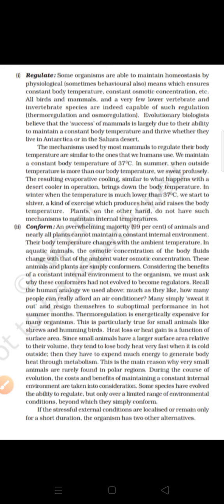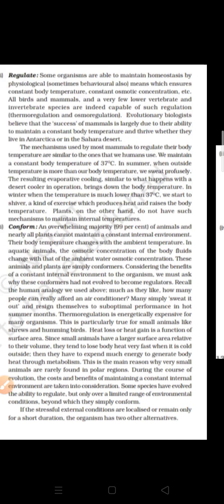So what happens in thermoregulation is energetically expensive for many organisms, so simple organisms can't do it. This is particularly true for small animals like hummingbirds and shrews. Heat loss or heat gain is very important. That's why they can't do it, so they maintain their body temperature according to their environment. It's about the conformers.